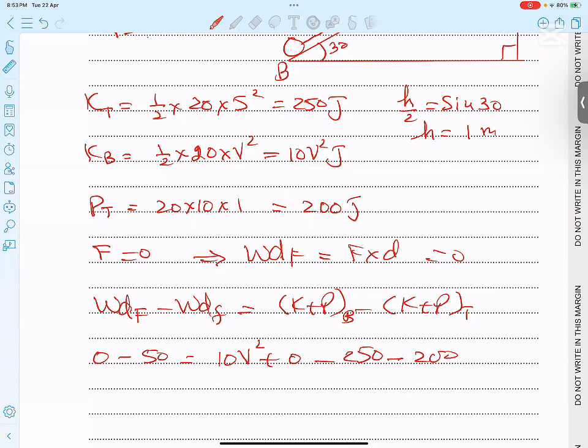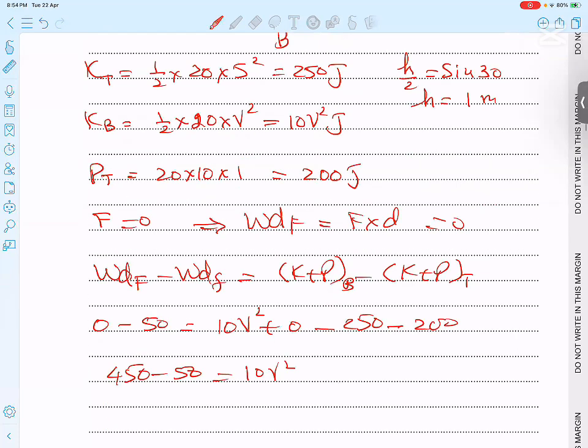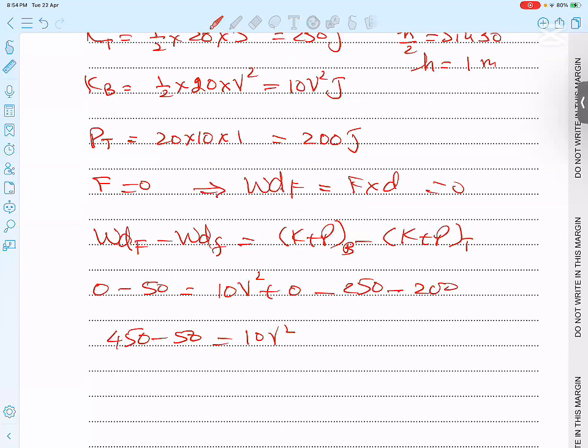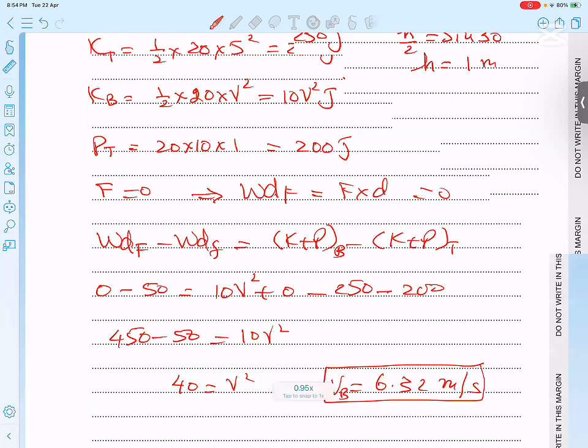Okay, just a matter of solving. So 450 goes there, 450 positive. And I'm getting here 400 and 400, I got 40. So root of 40 is becoming 6.32 meters per second. I hope you got the point very well. And the question is over.